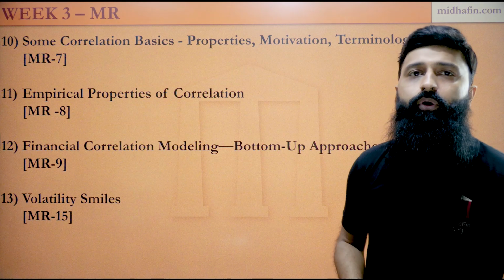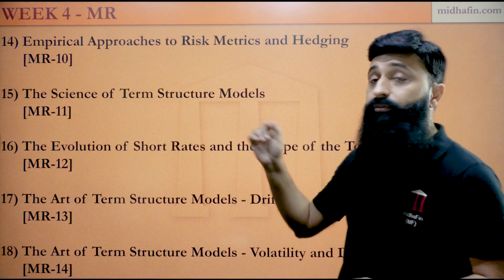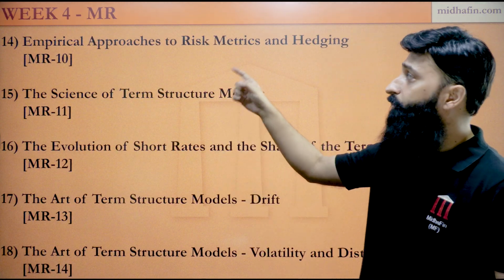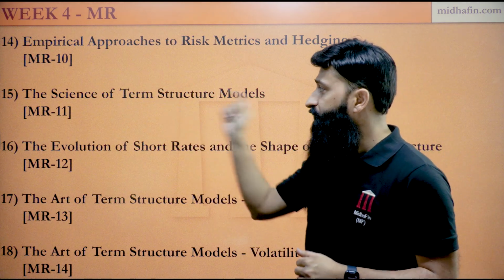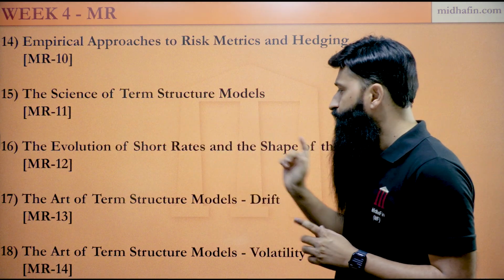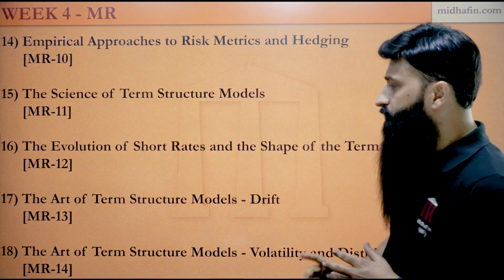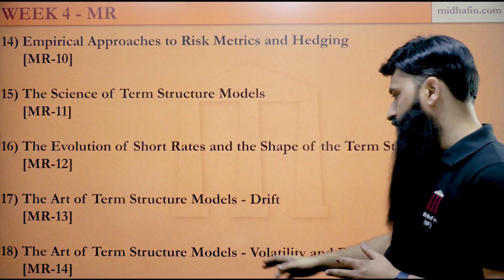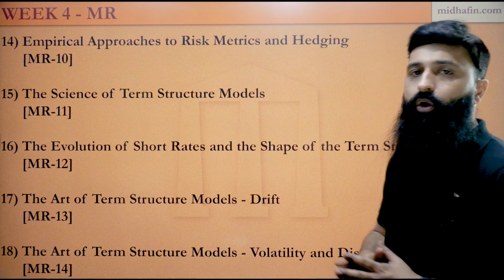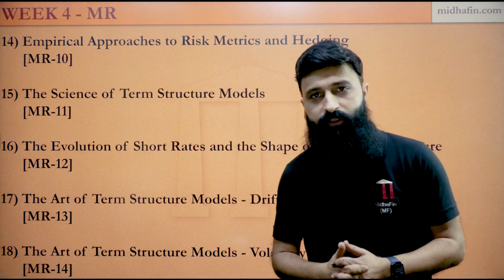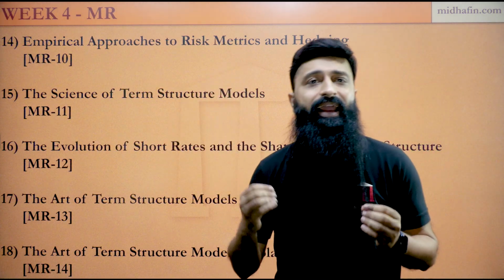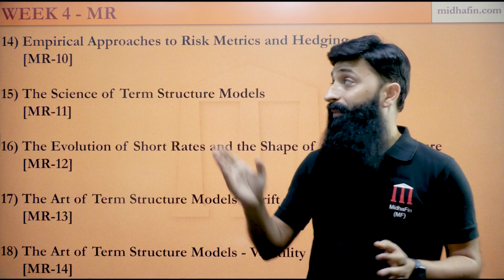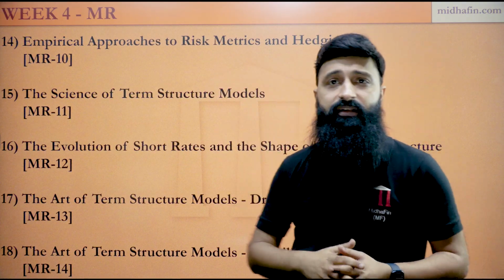Now let us come to the next week, which is week 4. You can see we have empirical approaches to risk metrics and hedging. We have science of term structure models, evolution of short rates and the shape of the term structure, art of term structure models, drift, and again art of term structure models, volatility and distribution. So this chapter deals with empirical methods for risk metrics and hedging, as mentioned.